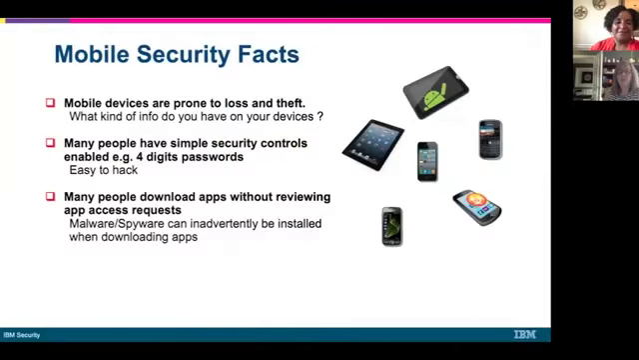How many of us have at least one phone? I have 2 phones. I have 3. Mobile devices are portable devices, and we sometimes tend to forget or lose them, or sometimes people steal them.